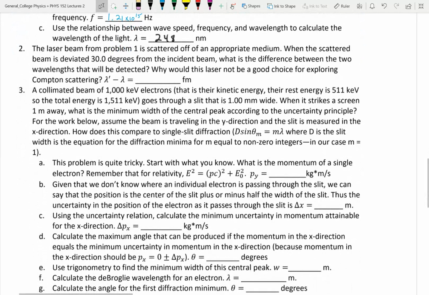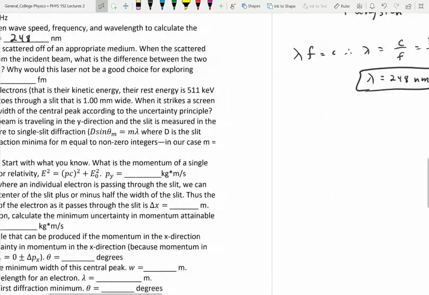Second one, a laser beam from problem one. The laser beam from problem one is scattered off of an appropriate medium. When the scattered beam is deviated 30 degrees from the incident beam, what is the difference between the two wavelengths that will be detected? One is the original wavelength, and one is a Compton scattered, so a shift from the Compton scattering. Why would this laser not be a good choice for exploring Compton scattering?